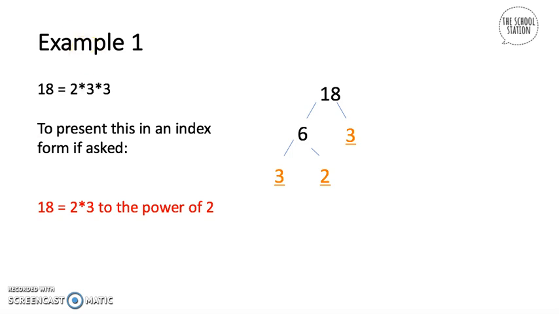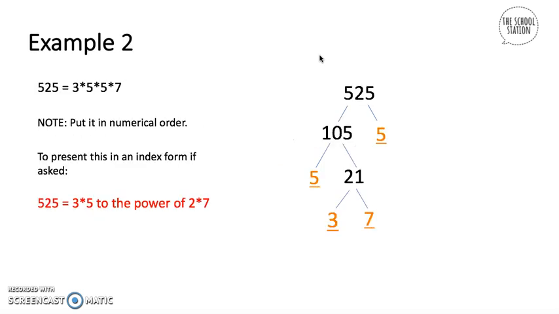After you know how to do this, it is really simple, but obviously these are super simple examples. Sometimes you'll get an even bigger number that will contain a lot of splitting until you find your prime factors. The next example is a bit more complicated, but it's exactly the same process.